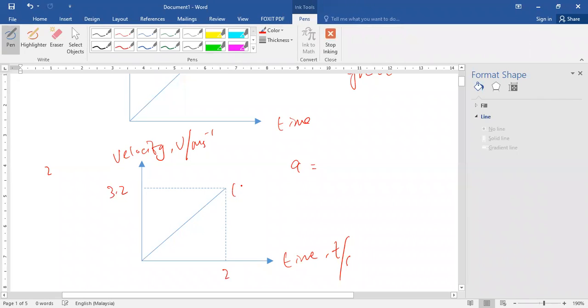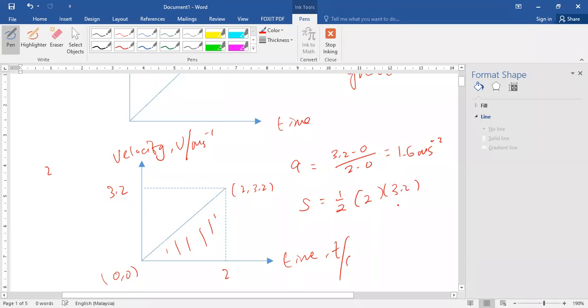So that means this will be 3.2. With the origin at the coordinate (0, 0), the gradient will be (3.2 minus 0) over (2 minus 0). So that is 1.6 m/s². If we wish to find the displacement, we find the area under the graph. So it will be a triangle, 1/2 times 2 times the height 3.2. So this one cancels, and at the end it is 3.2 meters only.